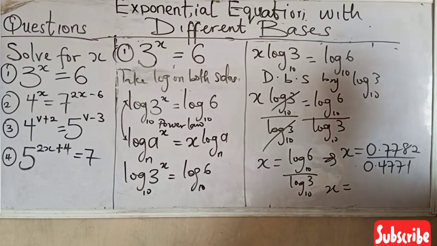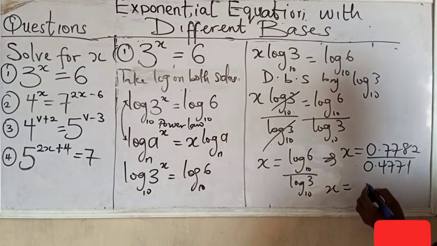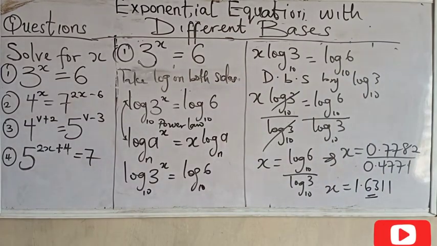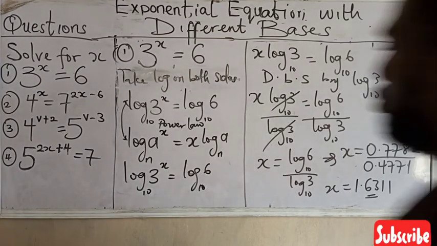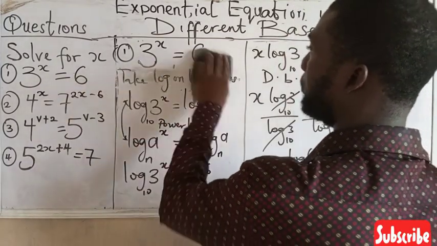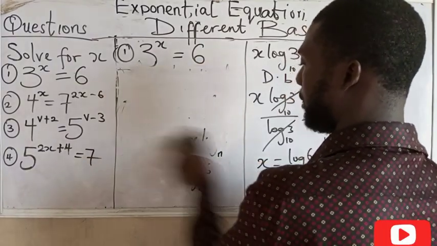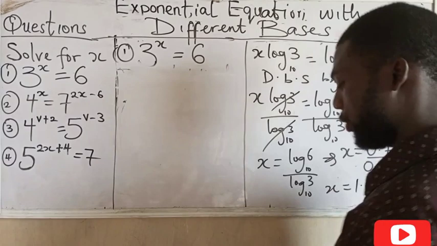0.7782 divided by 0.4771. And I'm having 1.6311. And that is my answer. Then I can do a quick check, so I can check if I'm right or wrong. So how do we check?